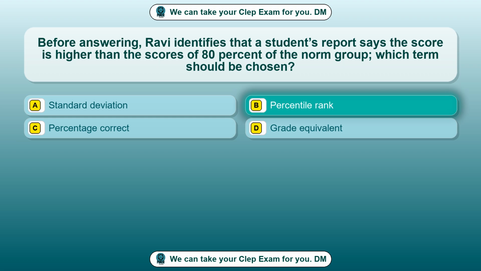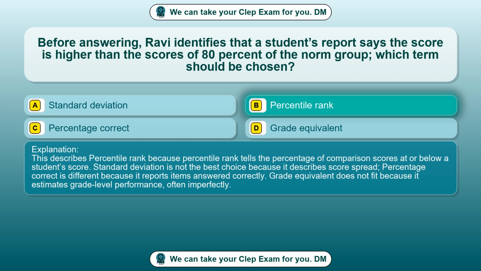Percentile rank. This describes percentile rank because percentile rank tells the percentage of comparison scores at or below a student's score. Standard deviation is not the best choice because it describes score spread. Percentage correct is different because it reports items answered correctly. Grade equivalent does not fit because it estimates grade level performance, often imperfectly.